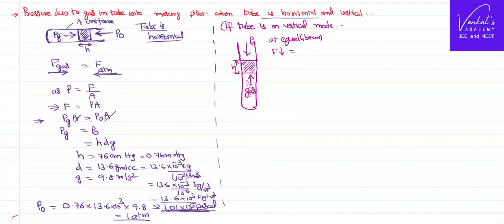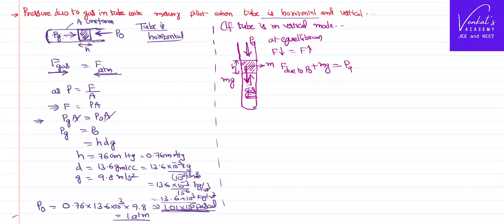Force in downward direction is force in upward direction. But I want you to be careful that this mercury pellet also will have some mass, and its weight always acts in a downward direction. So the total force acting in the downward direction is the force due to atmospheric pressure, this force, plus weight, which is also acting in the downward direction. It is equal to the force due to the gas in the opposite direction, the upward direction.